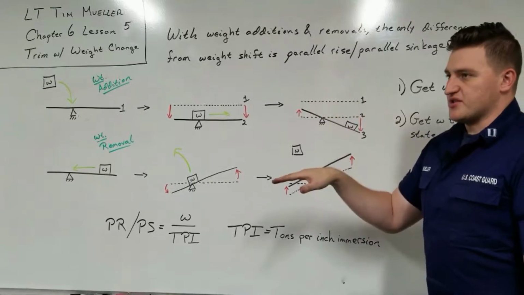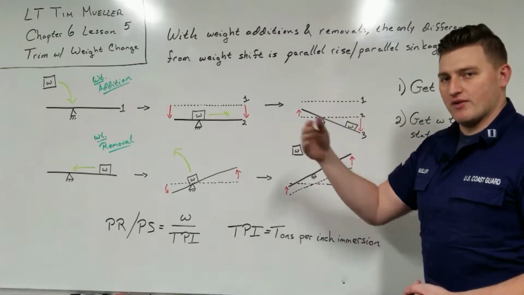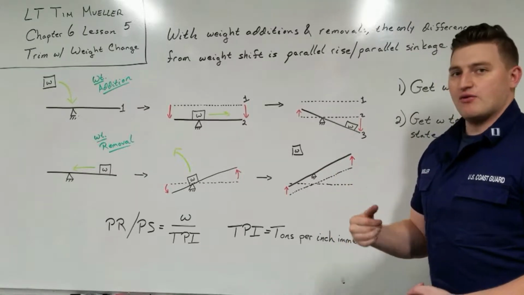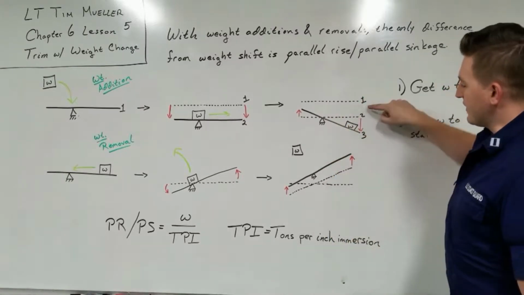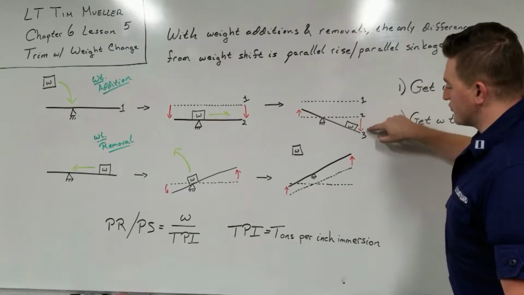We know that parallel sinkage is going down. That's positive. So we have a positive with sinkage and then positive with the delta D forward, which means that we have plus and plus. And you see here, you have the effect of parallel sinkage and then the forward trimming moment.